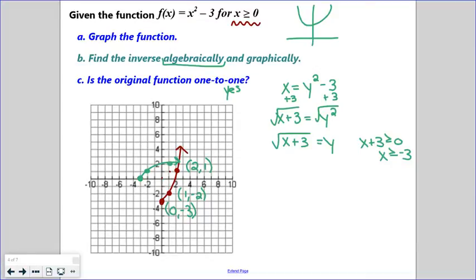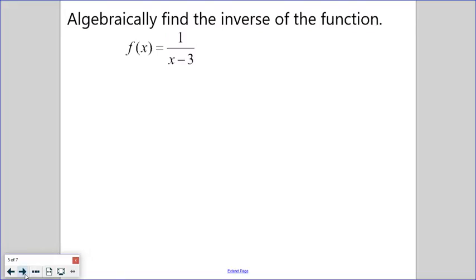All right. All we're going to do is just take a second and review some that we did yesterday that were just a little bit more tricky algebraically. So see if you remember our steps to finding the algebraic inverse of f of x equals 1 over x minus 3.